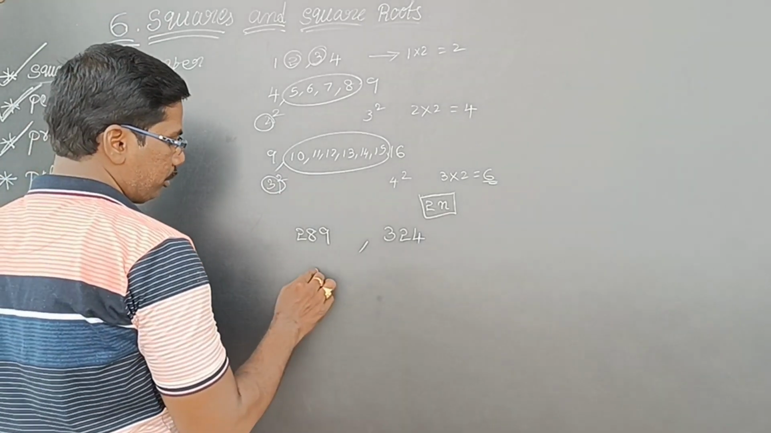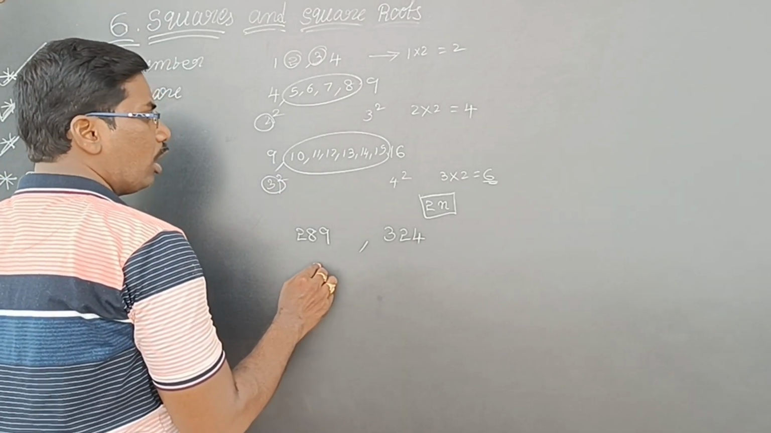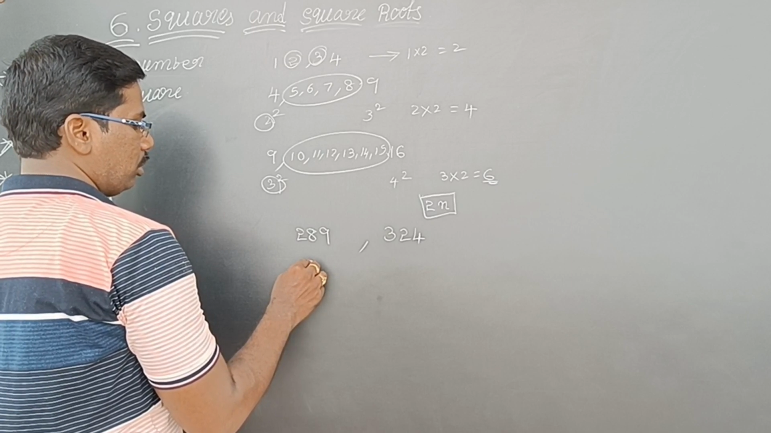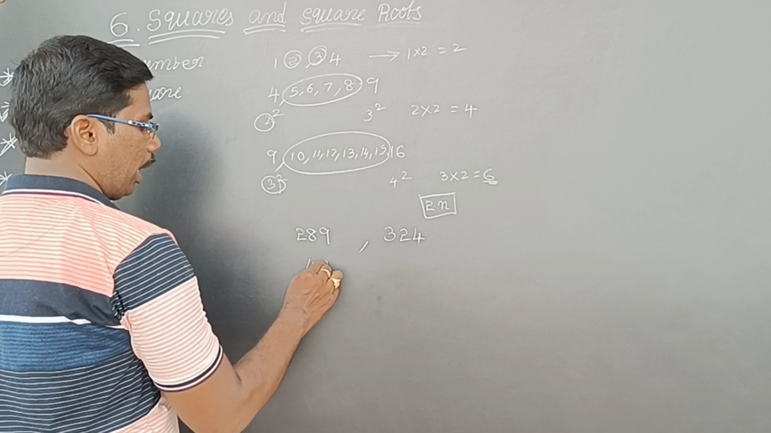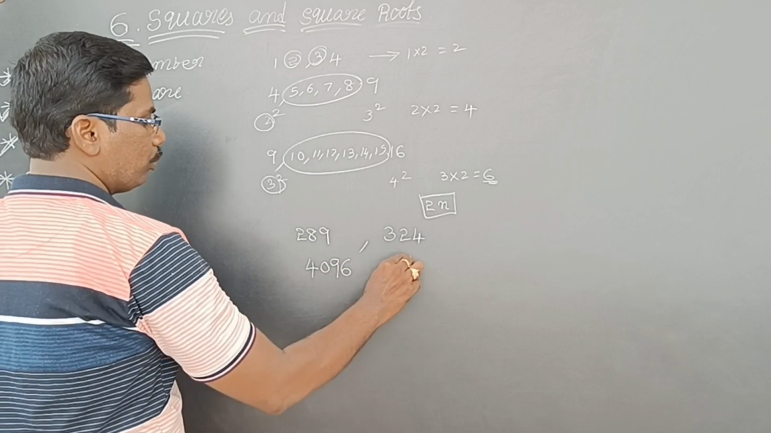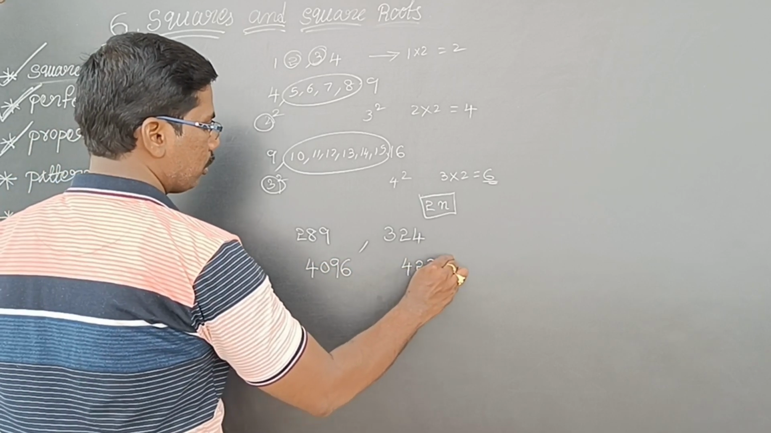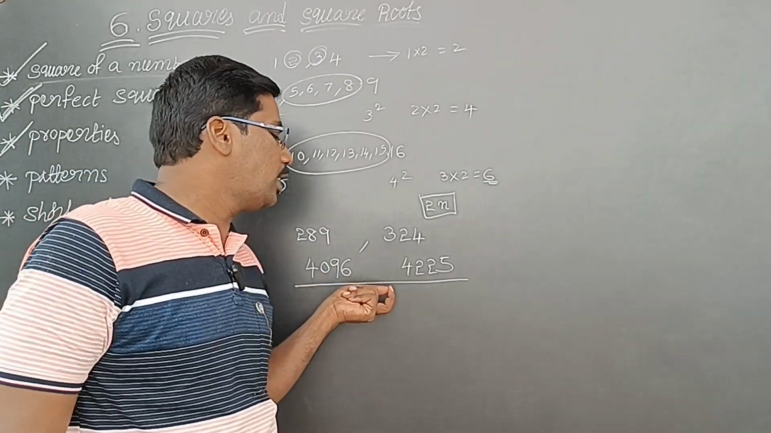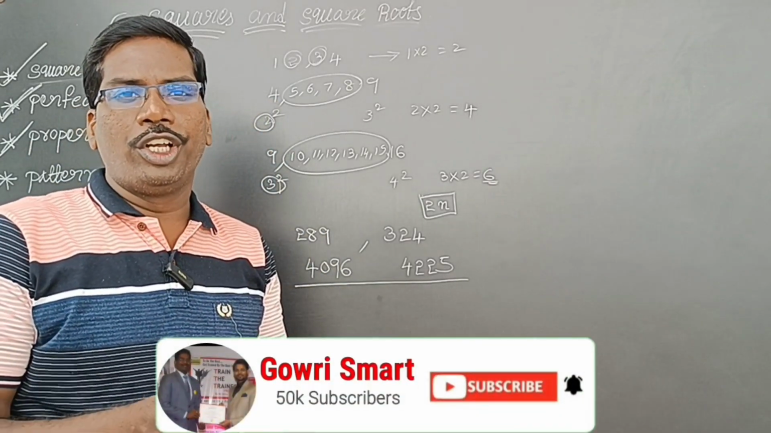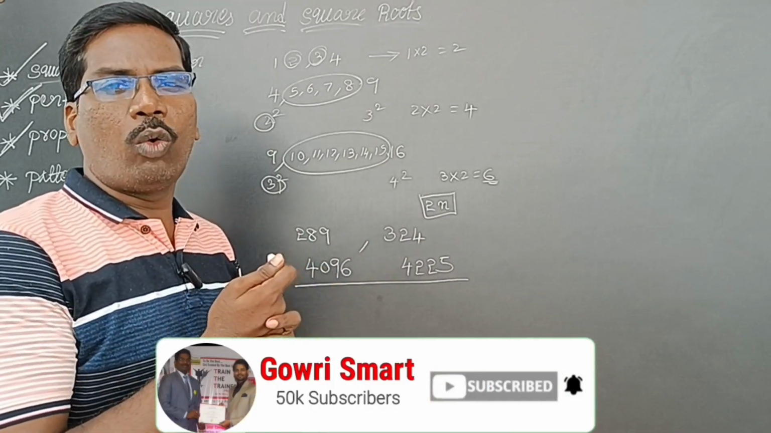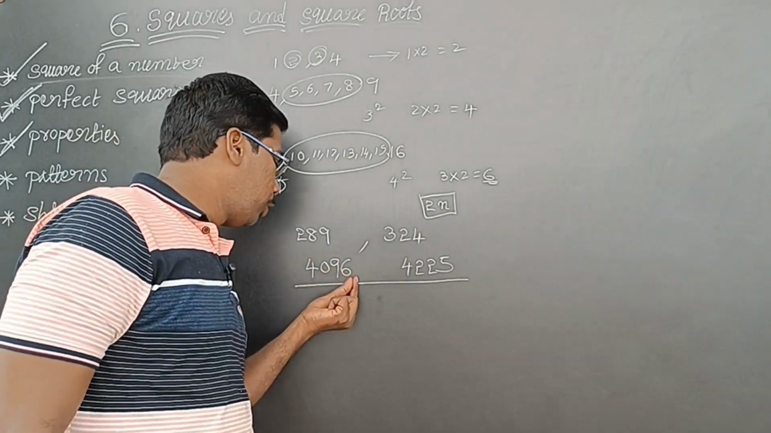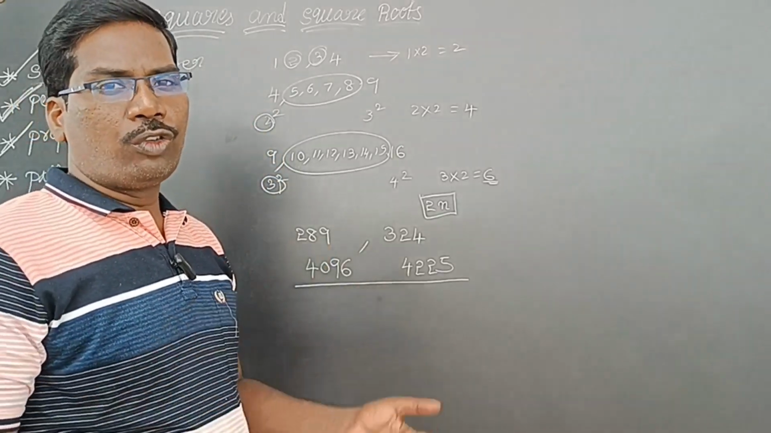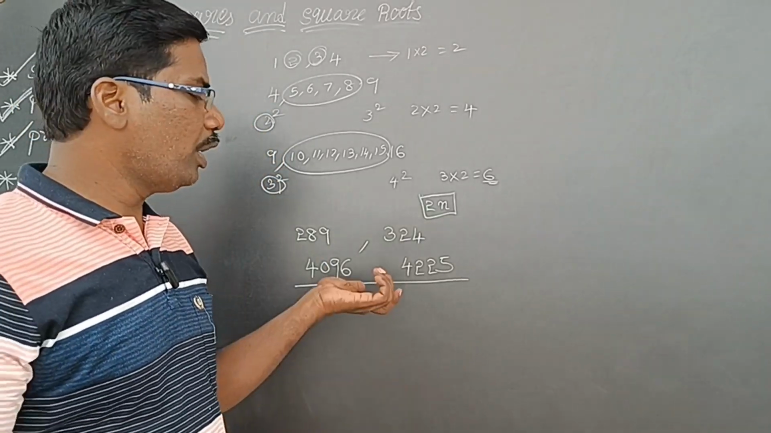Now let us see here. 4096 and 4225. How many natural numbers are there between 4096 and 4225? They will ask you. If you don't know this property, what will you do? You will write 4097, 4098, 4099 and 4100. Like that you will write. You will waste your time.